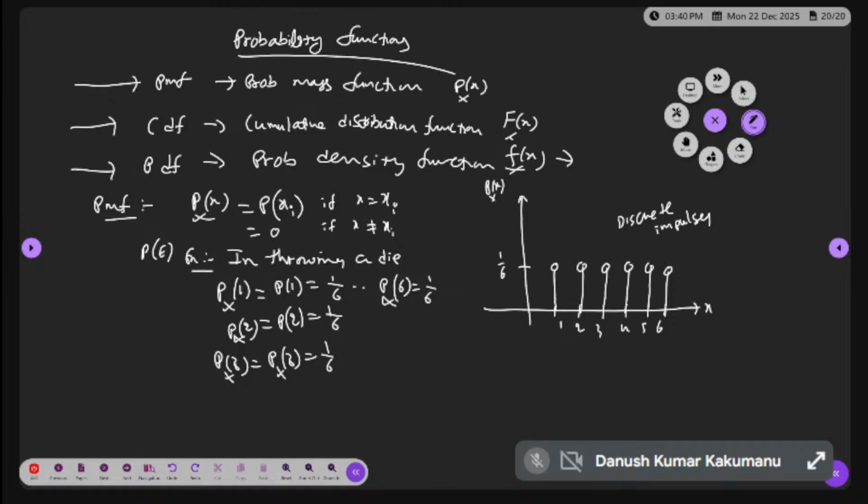Is it clear to all of you? What are the properties of the PMF? Very important. Properties of the PMF.